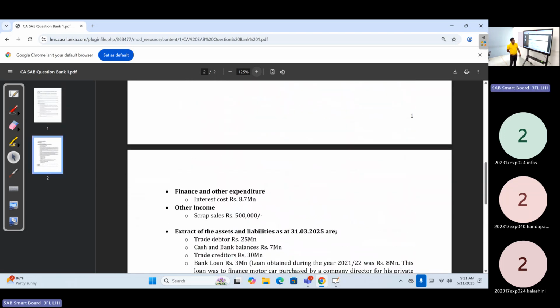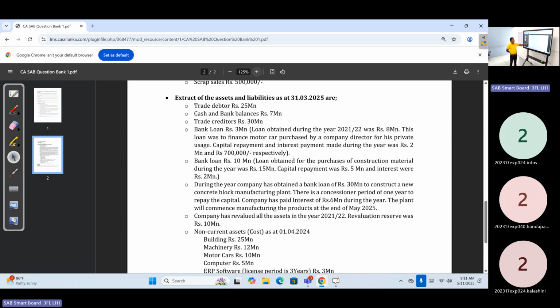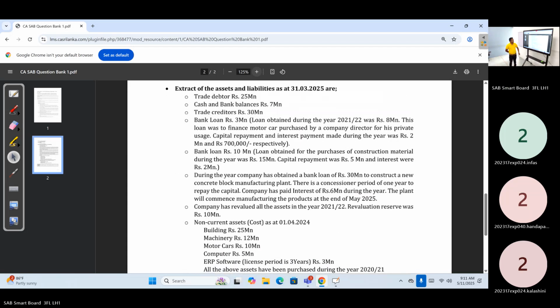Finance and other expenditure, interest cost. Now, what is issued share capital and reserve is important. Scrap shares. Assets and liability: trade debtors, cash and bank balances, trade receivables, creditors, trade creditors, bank loan. They are given the loan details. The company has obtained a bank loan. The company has revalued all the assets in the year 21-22. The revaluation reserve was rupees 10 million.